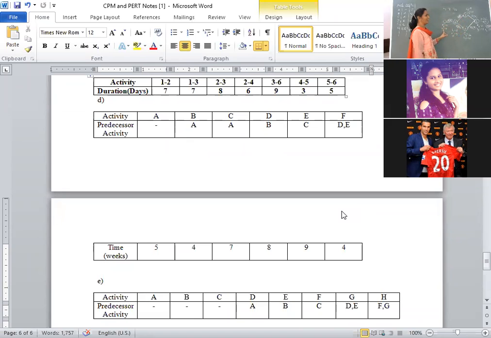Now you have to compute the L1 value. How are you going to compute it? It is coming from 2 only. That's why L2 minus T12, that is 5 minus 5, 0. I hope you understood. Now, we have to compute earliest start time, earliest finish time, which we already computed for earlier problems, then latest start time, latest finish time.